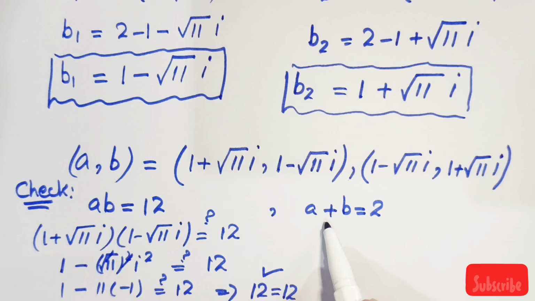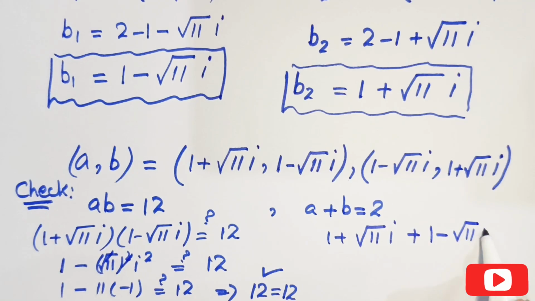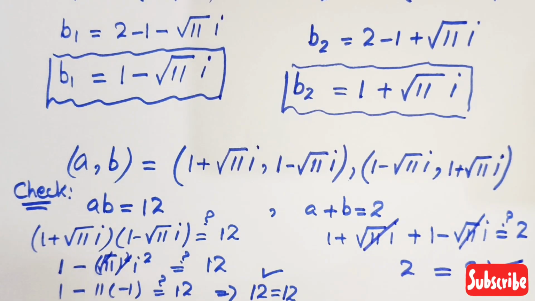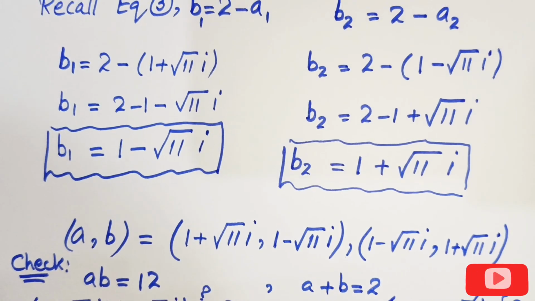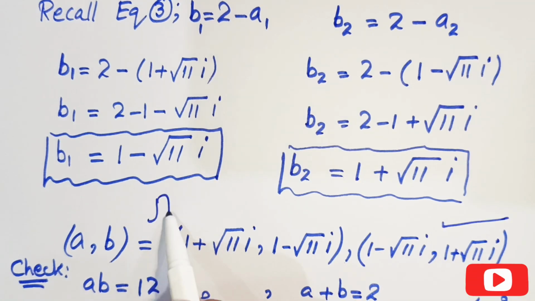Now we verify our equation 2 here. The value of a is 1 plus square root of 11i, and adding the value of b, which is 1 minus square root of 11i, that is equal to 2. So cancelling positive and negative square root of 11i, we have 1 plus 1 is 2, which is equal to 2. So our left hand side is equal to right hand side. We have just verified our problem here. Hence it is our final values of a and b, and it is our final result.